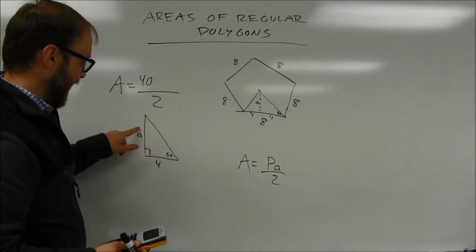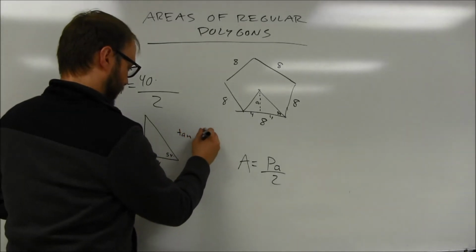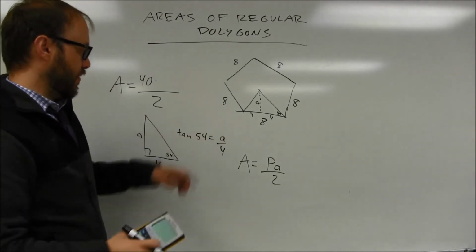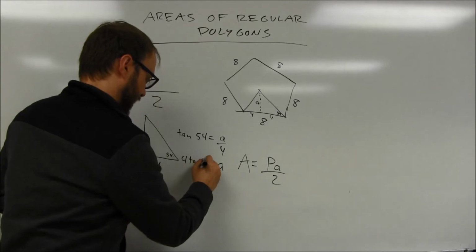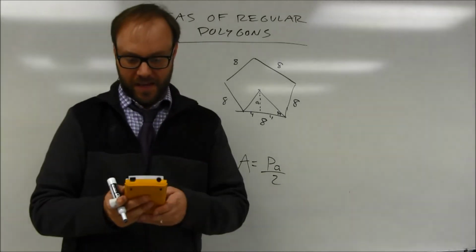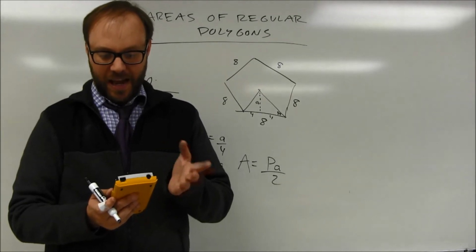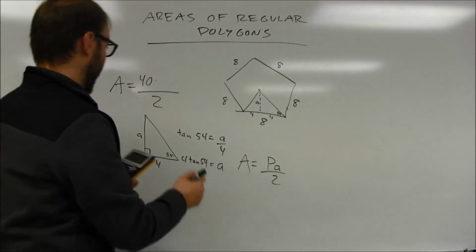Notice we've got a tangent relationship. The tangent of 54 is equal to a over 4, and you can multiply both sides by 4. So a is going to be 4 times the tangent of 54. That's going to be our apothem length. You put that in, and it's about 5.5055, something like that.